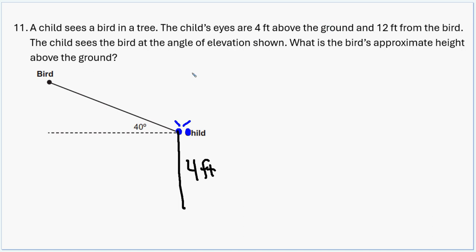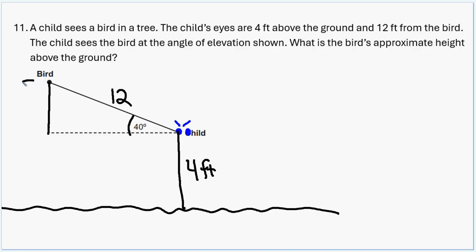The eyes are also 12 feet away from the bird. So if the eyes are here in blue and the bird's up here, this side length would be our 12. And the child sees the bird at the angle of elevation shown. So there's our 40-degree angle of elevation, and we can complete this off. This would be our right triangle. Our final question is, what is the bird's height above the ground? So here's the ground. We want to find this entire height. And here is our 4 feet that the eyes are above the ground. So in a rectangle, this would also be 4 feet.